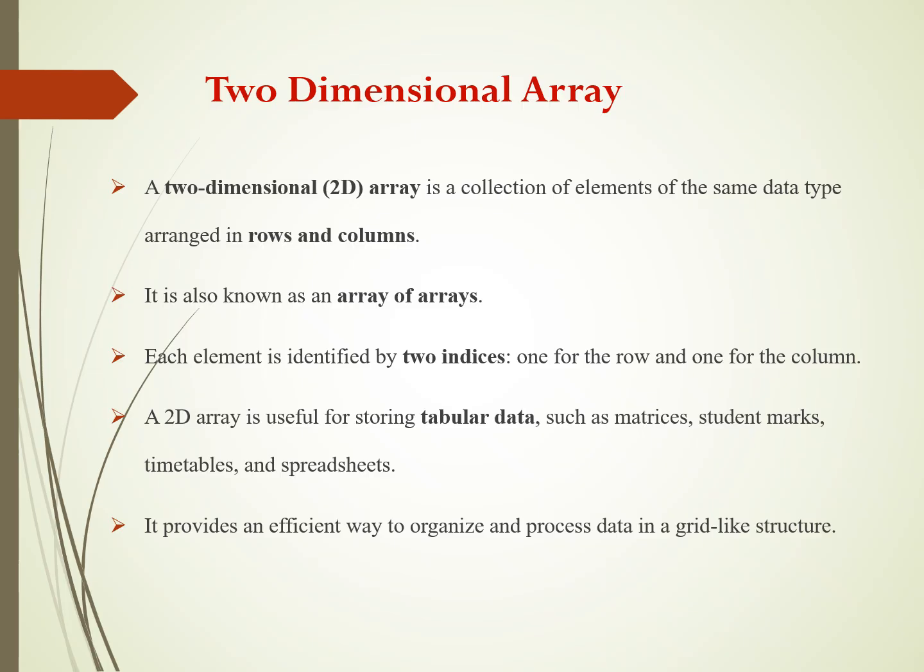To summarize, we can say that a two-dimensional array stores elements of the same data type in rows and columns and is also called an array of arrays. It uses two indices to access each element and is mainly used to represent tabular or matrix-based data.